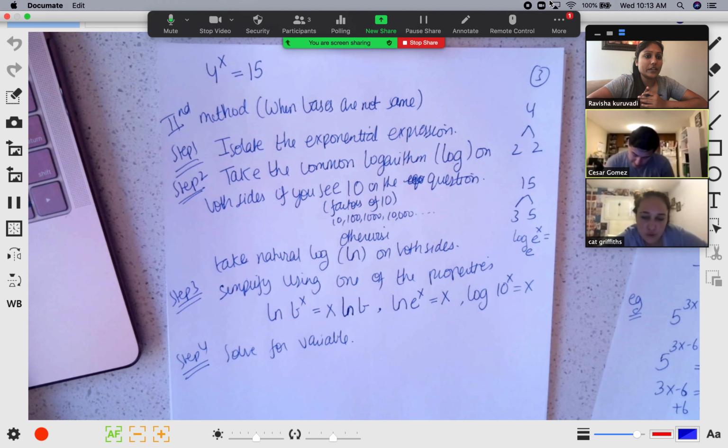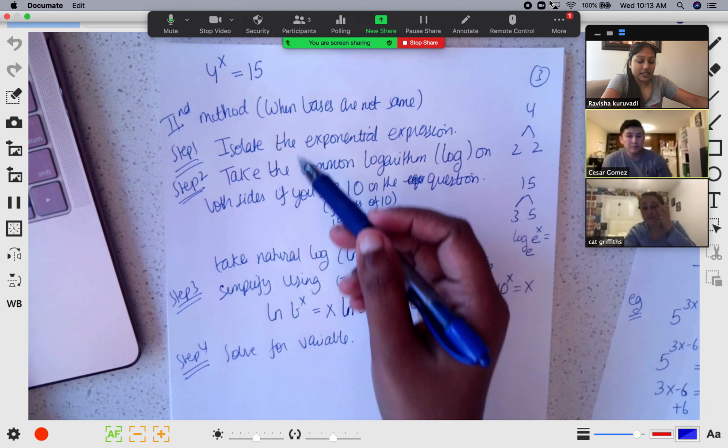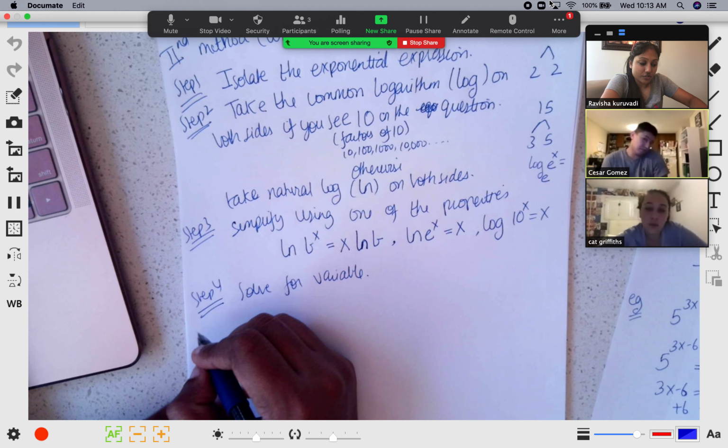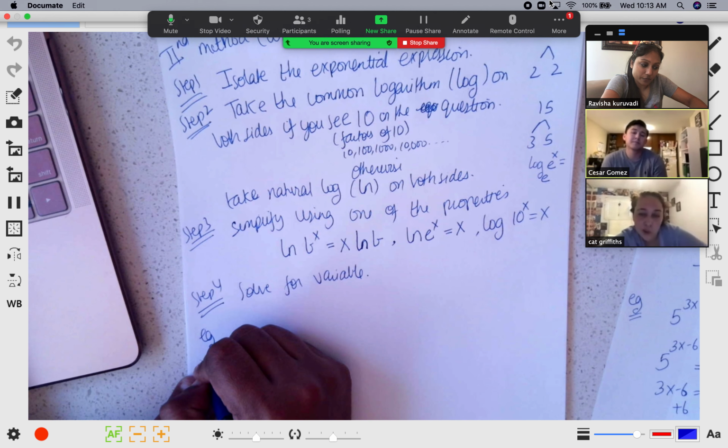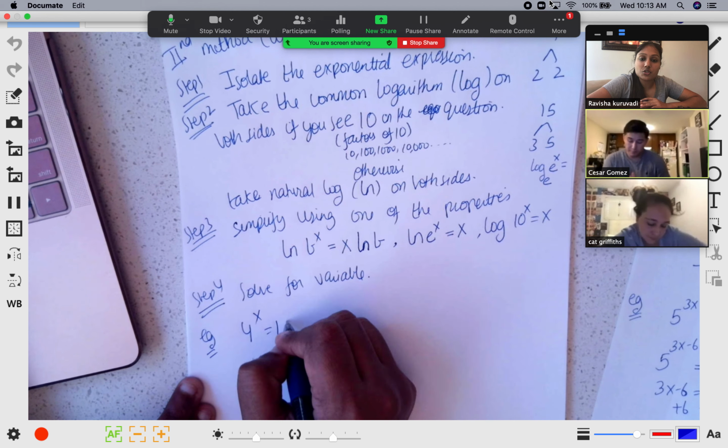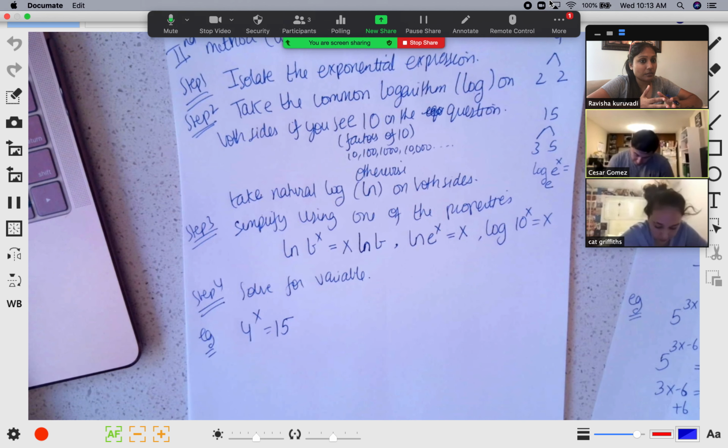So the first method we did is we tried to make our base the same. If the bases were the same, we put the exponents equal to each other. The next step is you try to make the base the same, but if it's not possible, you go to the second method. Okay, let's do an example. You're given 4 to the power of x is equal to 15. When I was trying to make the base the same, I could not make my bases the same in this specific problem. Then I'm going to use this method.